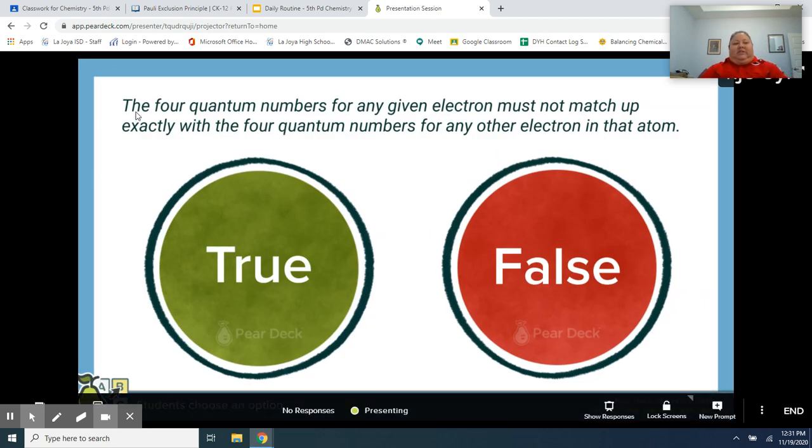All right, true or false, guys? What do you think? The four quantum numbers for any given electron must not match up exactly with the four quantum numbers for any other electron in that atom. Is that true? Did we just read that in the last slide? If we did, it's true. If I changed it, then you should put false. Did I change any of the statement, or did I not? If I did not, put true. If I did change it in some way, put false.